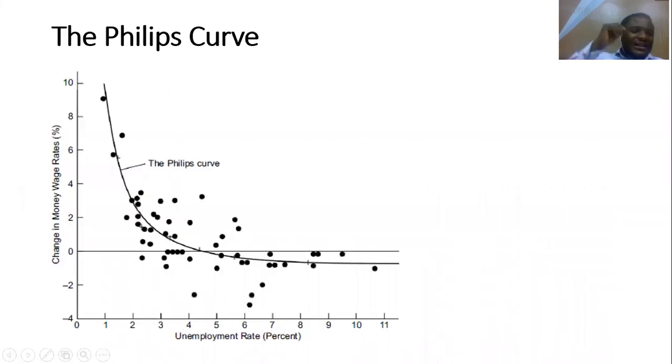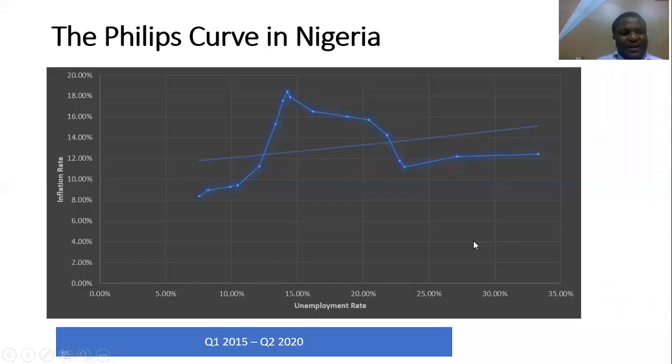Now, this is the Phillips curve. This is the graph of the Phillips curve that shows the relationship between the growth rate in money wage rate and unemployment. You can see from that graph that they are inversely related.